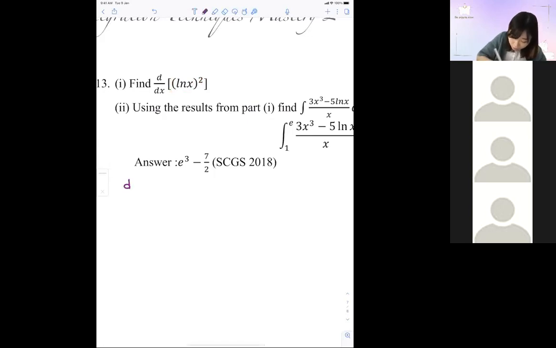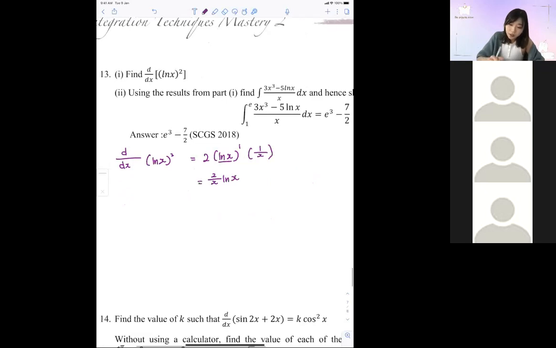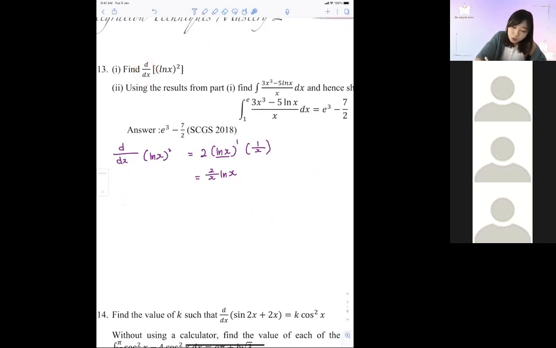So when you differentiate that, power bring down, copy the bracket power bring down by 1 times differentiate of the bracket, which is 1 over X. So you get 2 over X ln X. This is differentiate. They ask you to integrate. So before you even integrate, remember what must we do? We write the reverse, which is our clue. Then we copy what they want me to integrate.